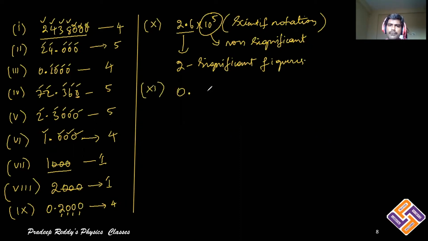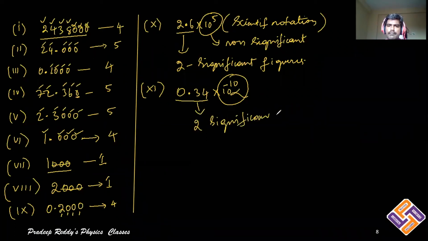And one more example I can take. 0.34 into 10 power minus 10. Even it can be 10 power positive values or 10 power negative values. These should not be counted as significant. These you need not count. Only these you will be counting. There are two significant digits. So in scientific notation, 10 powers are not considered as significant. Only the remaining part is treated as significant.